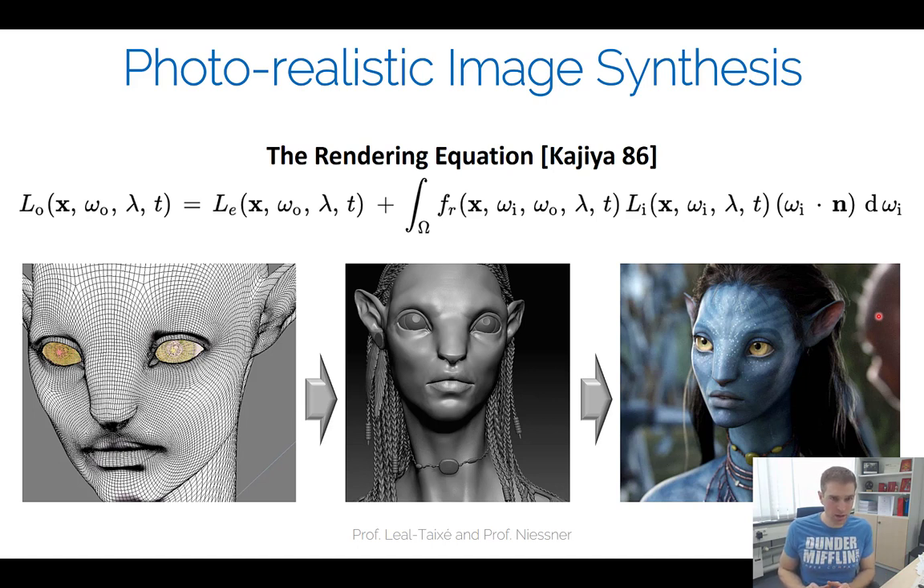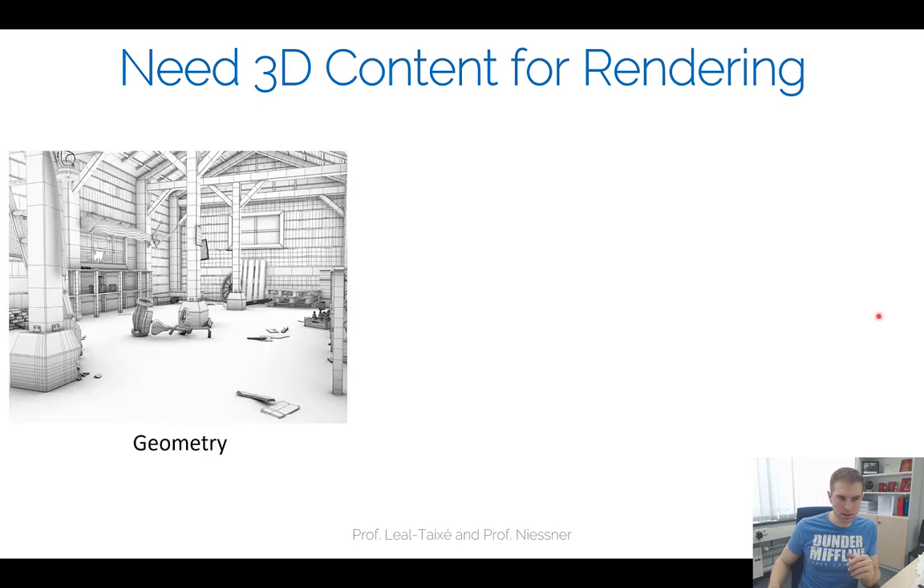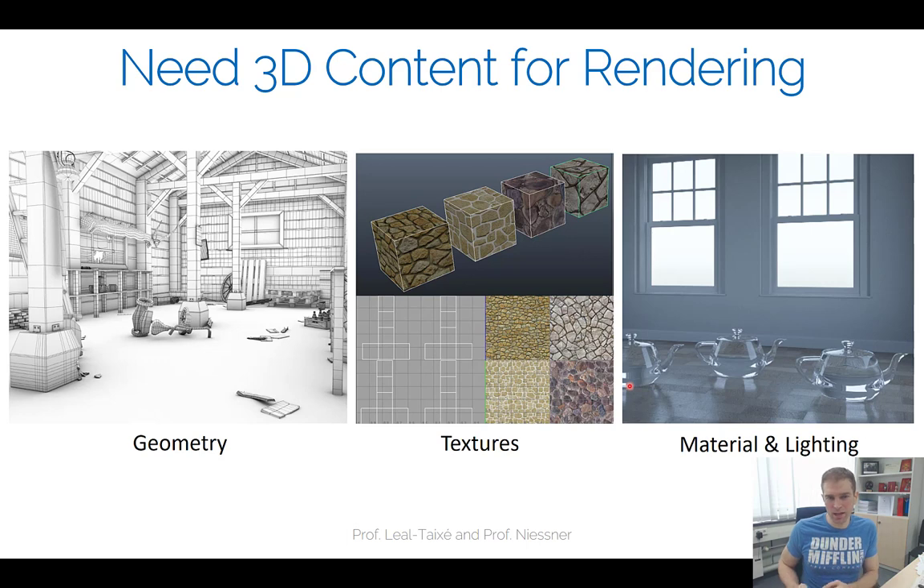So this process works pretty well, but the big challenge in computer graphics today is how do you get the 3D content? Setting up a camera position is easy, but the 3D content, that's the hard part. In practice, you need the geometry that defines your scene. You need textures that are mapped on top of this geometry, and you're going to have lighting and material parameters.